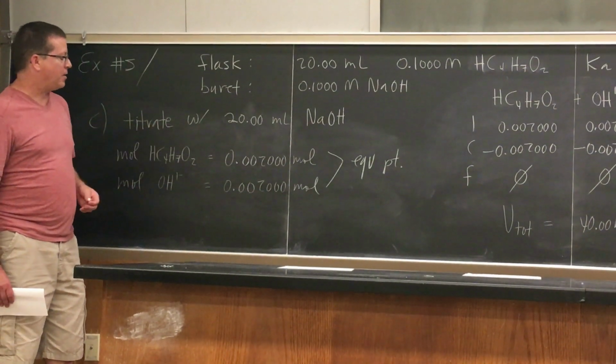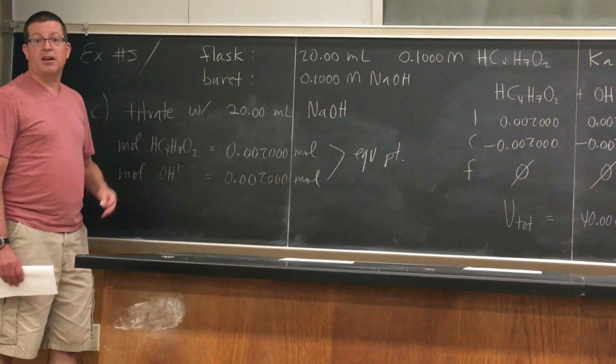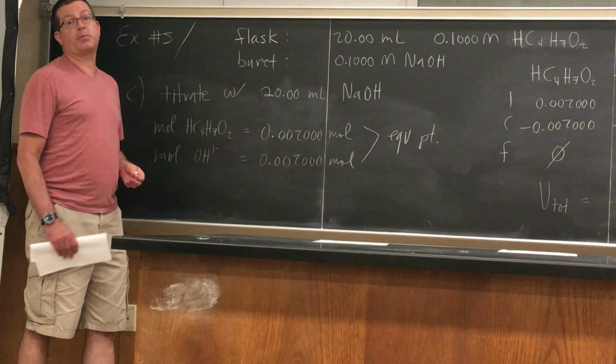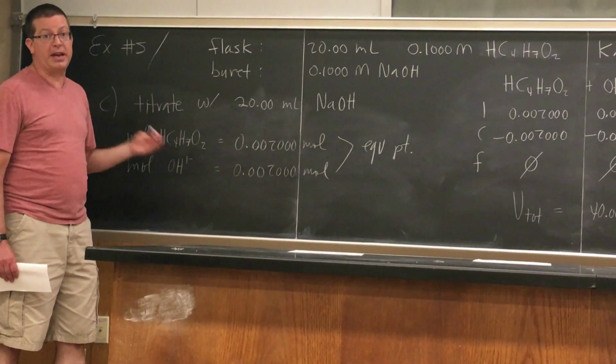And what we see here at this point in the titration is that the moles of the acid are equal to the moles of the base, so that tells us that we are at the equivalence point in the titration. The moles of the acid are equal to the moles of the base.